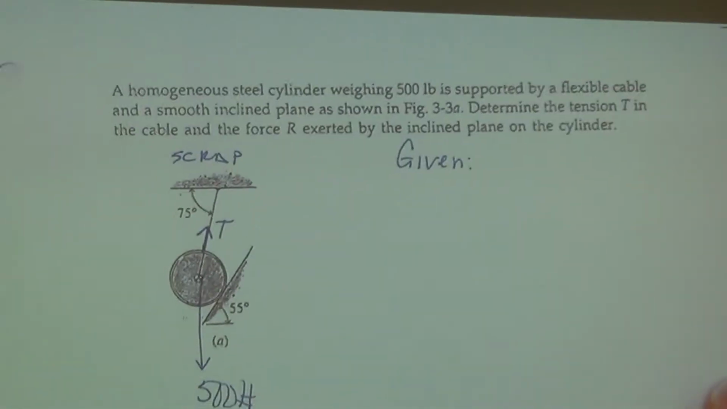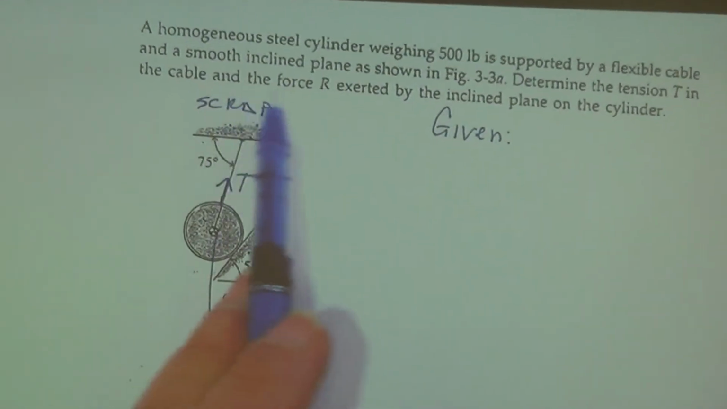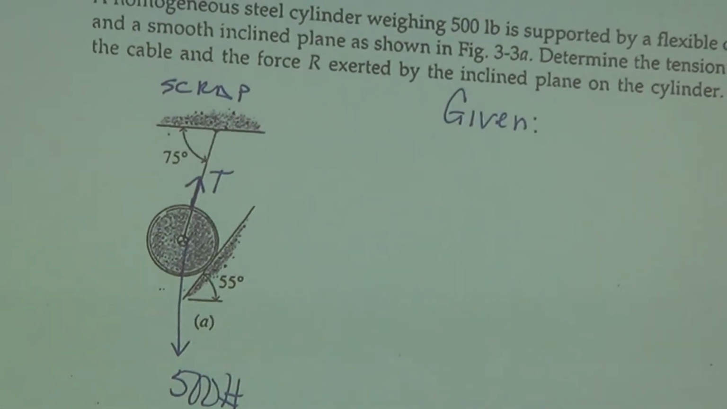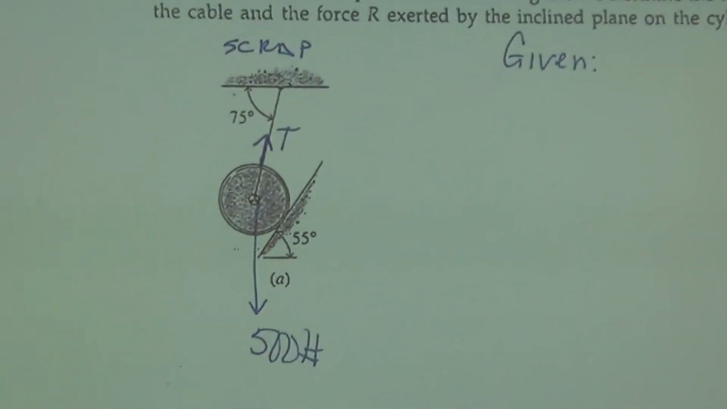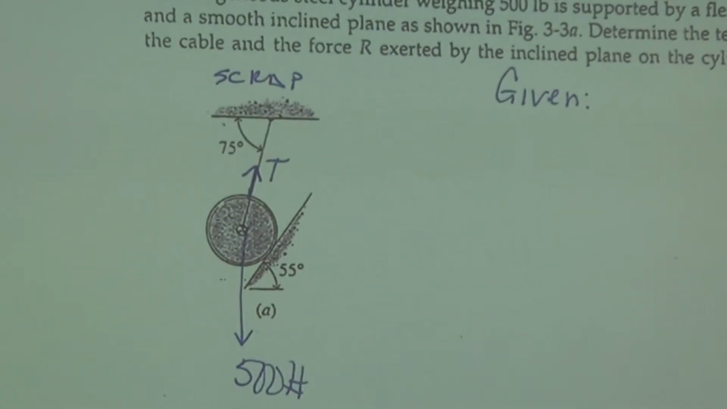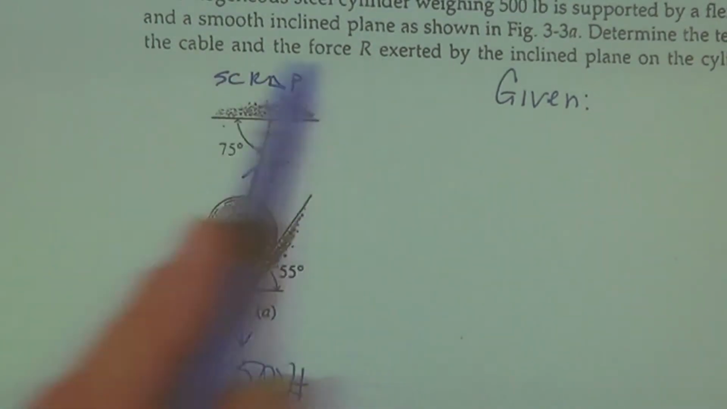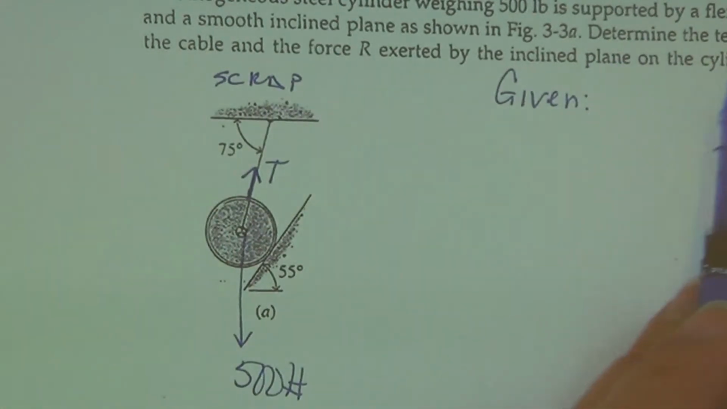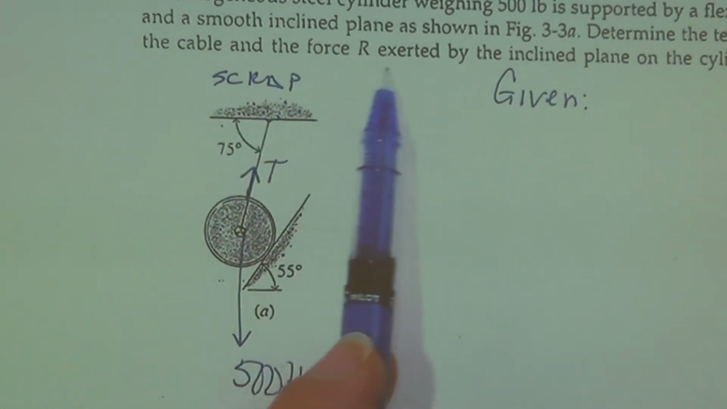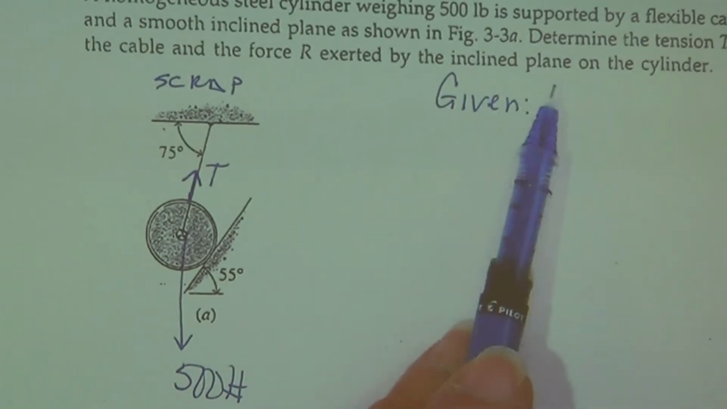Again, it's all scrap. Smooth inclined plane. Why is it telling us it's smooth? Frictionless. No friction. And actually, we're not dealing with friction until we get to like chapter 8 or 9. So everything's frictionless to begin with. So, determine the tension T in the cable and the force R exerted by the inclined plane.